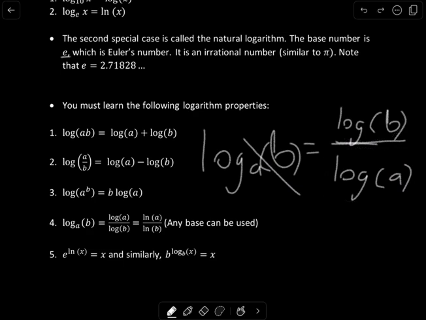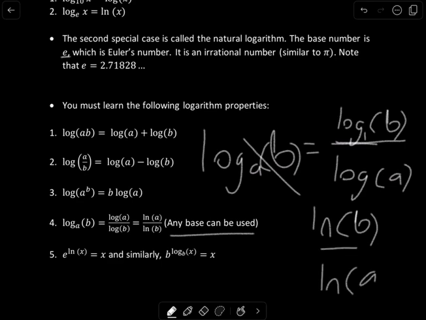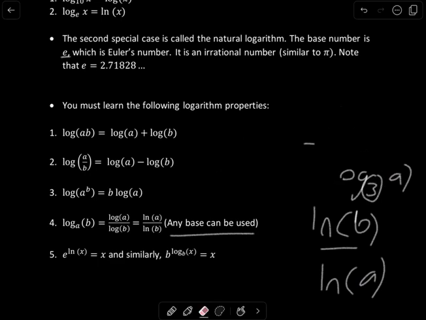Notice again, I have log, which implies base 10, but as I've stated, any base can be used. For example, you can use base e, and you'll have ln b over ln a. You can use base 3, in which case you'll have log of b base 3, and then log of a to the base 3 at the bottom. But the same base has to be used in the numerator and in the denominator. You cannot have base 5 on the top and base 7 at the bottom. It has to be the same base.